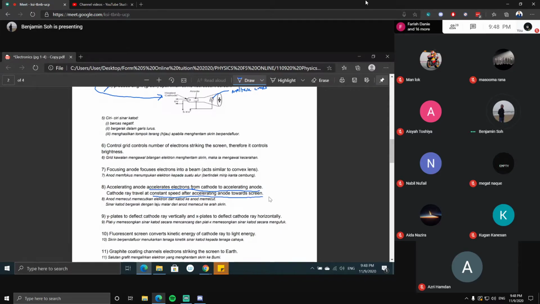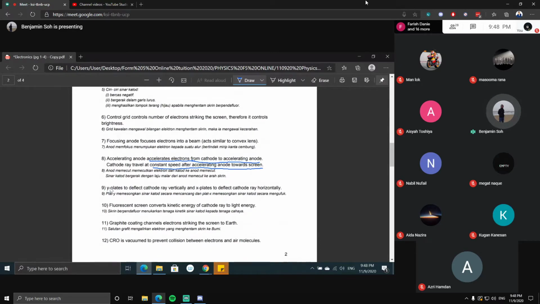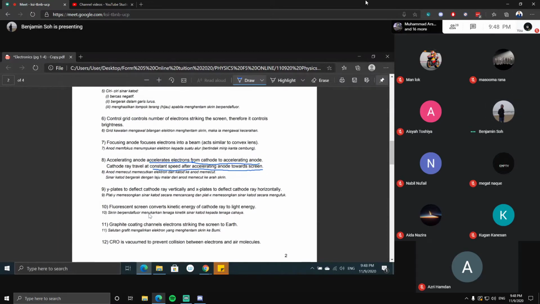Right? Okay. Number 9, the Y plates, the reason for it to be there is to deflect the cathode ray vertically, up and down. X plate deflects the cathode ray horizontally, isn't it? Fluorescent screen is to convert kinetic energy of cathode ray to light energy. Oh yeah, there's another thing that I haven't mentioned. Graphite coating. Okay?